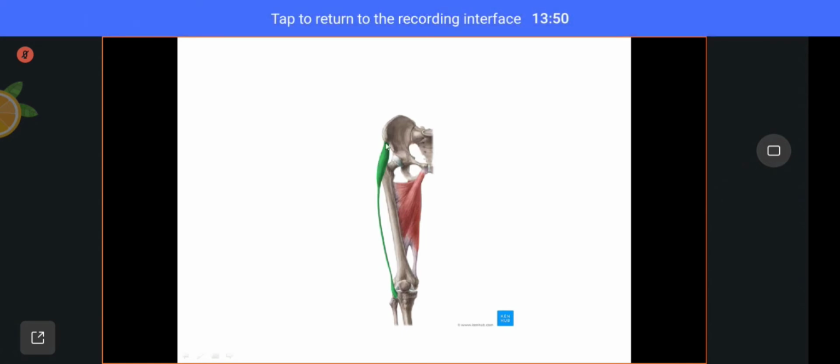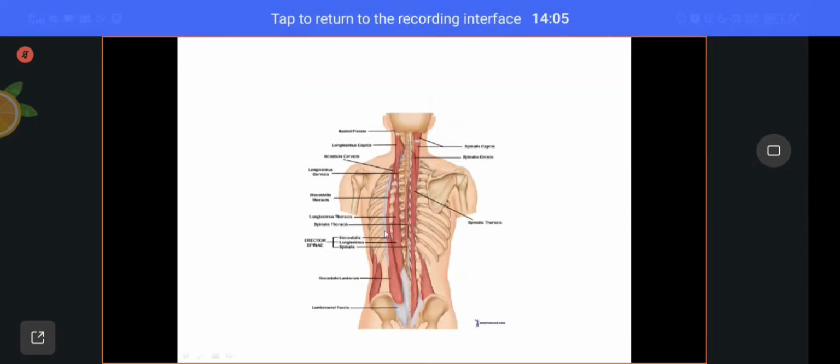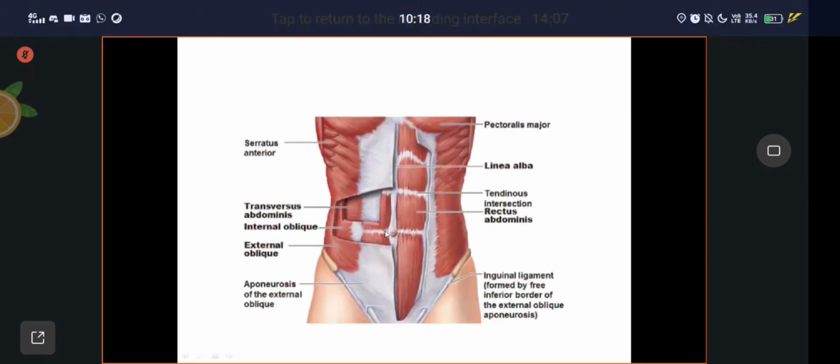So the outer lip gives attachment to the tensor fascia lata muscle, and also to the deep fascia, and also to a tract which is called the iliotibial tract. It is extending from the ilium and inserting into the tibia. That is why it is called the iliotibial tract. Then what else?